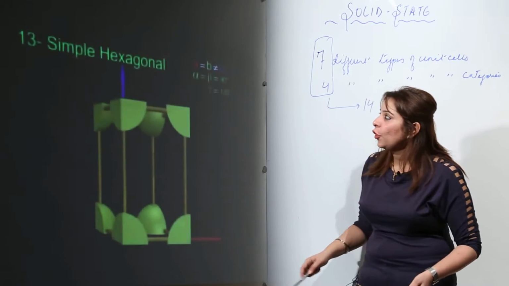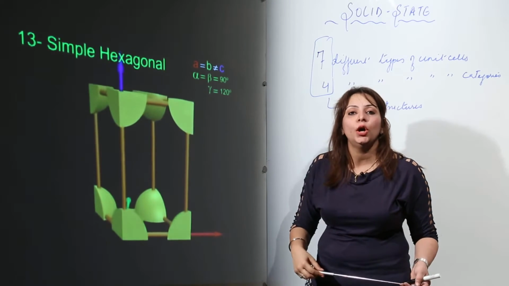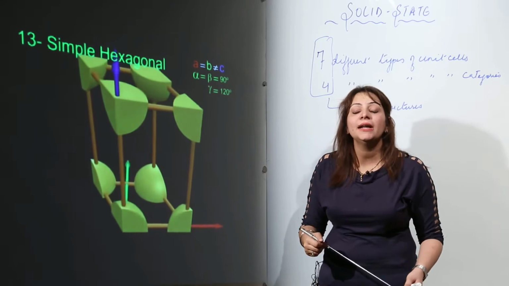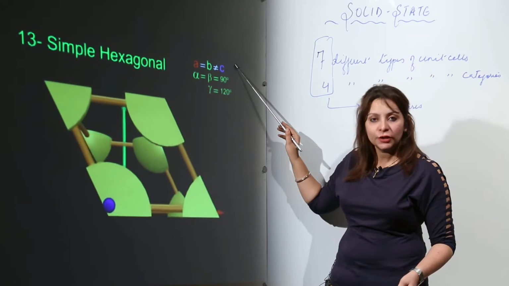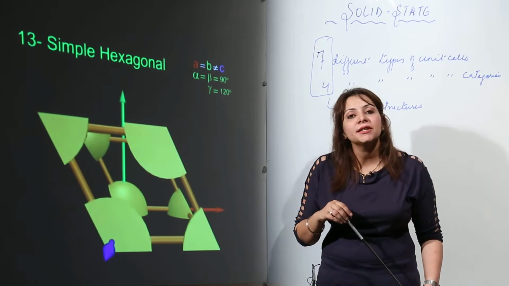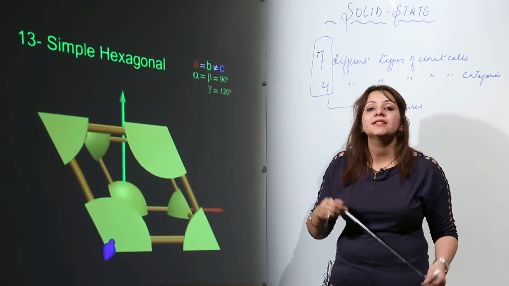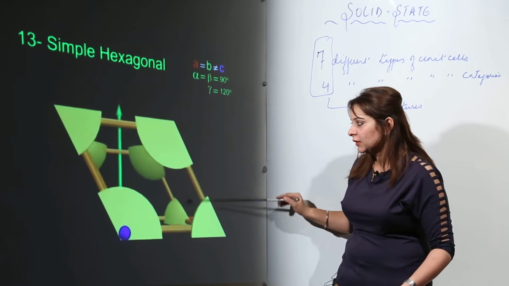Now the next form is the hexagonal, right. So which unit cell is called hexagonal? Hexagonal one is that in which A and B are equal, but they are definitely not equal to the third side, right. And when we talk about the angles, alpha and beta are perpendicular, but gamma is equal to 120 degree. So this is the shape which you get to see, right.